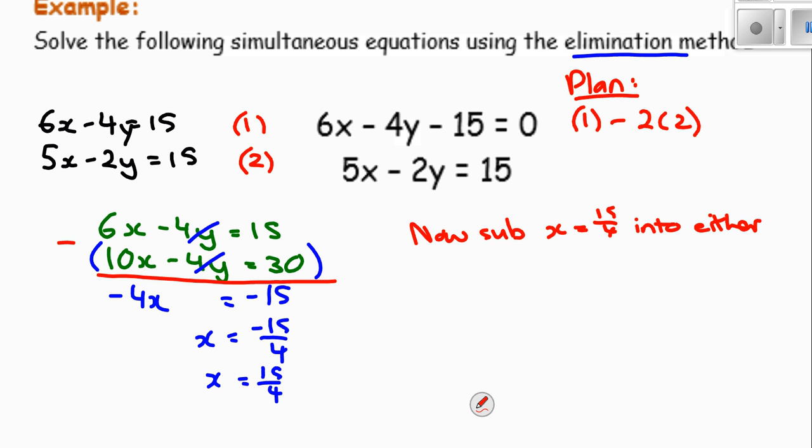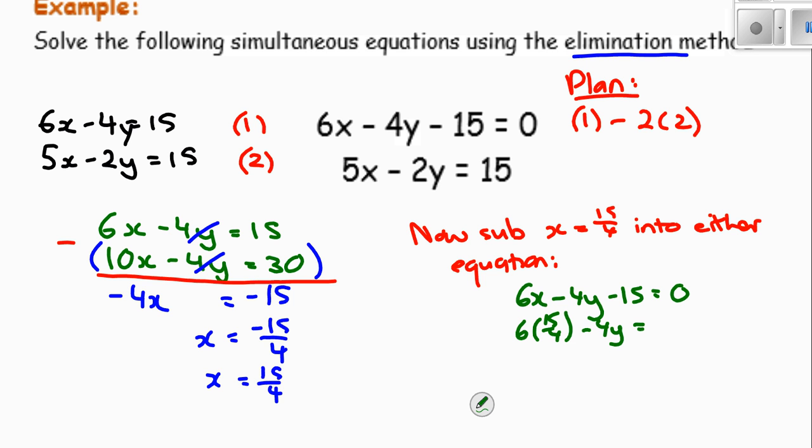So we're subbing in x equals 15 over 4. I'm going to sub it into equation 1. So 6x minus 4y minus 15 is 0. Let us also do the original equation, just in case I make a mistake.